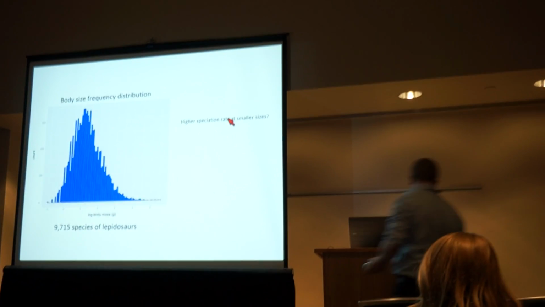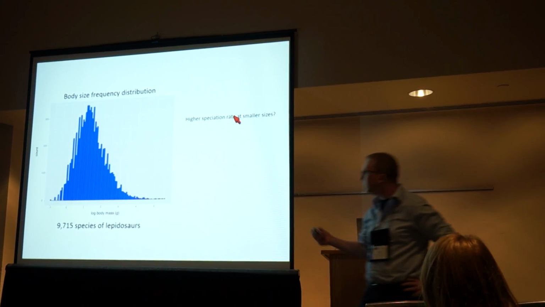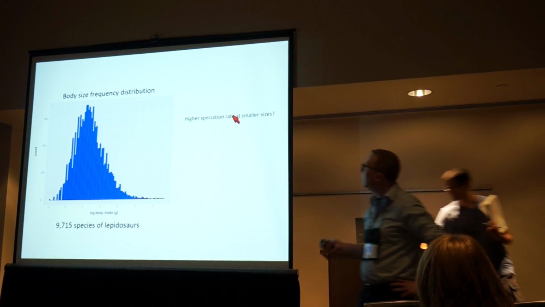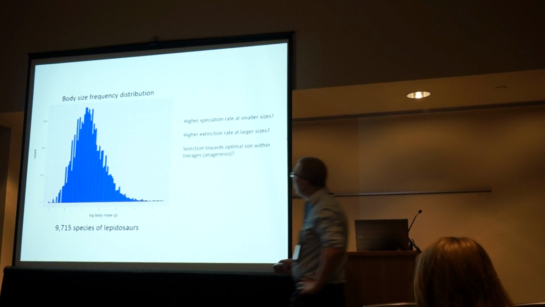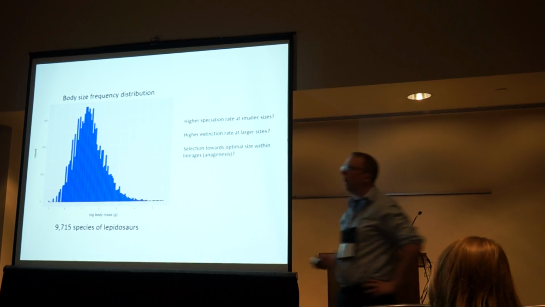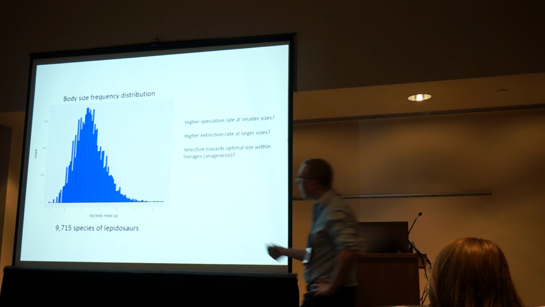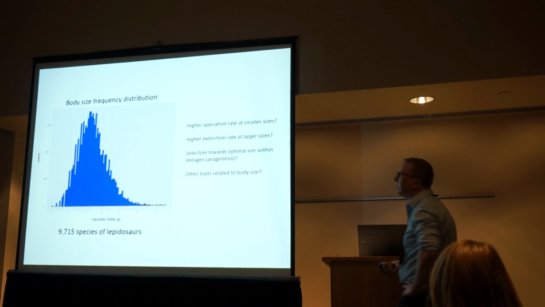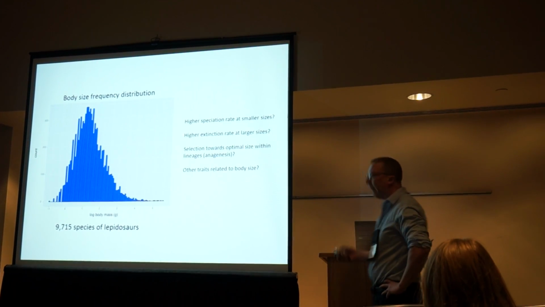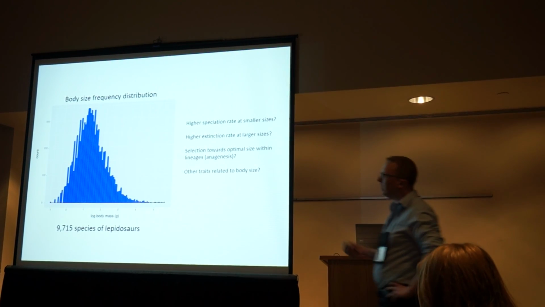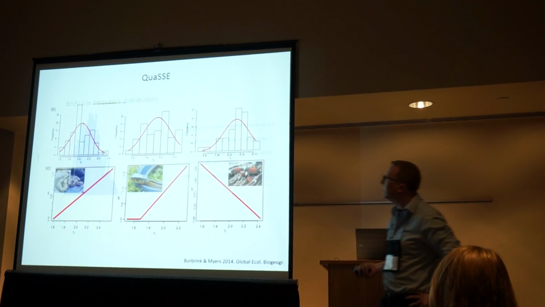So at broad spatial and temporal scales, what might be causing this pattern? Well, we might have higher speciation rates in smaller animals. We might have higher extinction rates at larger sizes. Or it might actually just be higher natural selection within lineages, so anagenetic evolution towards this optimal body size. Again, this is at large spatial and temporal scales. Or body size might actually have nothing to do with this size frequency distribution. It might be some other trait that's associated with body size.